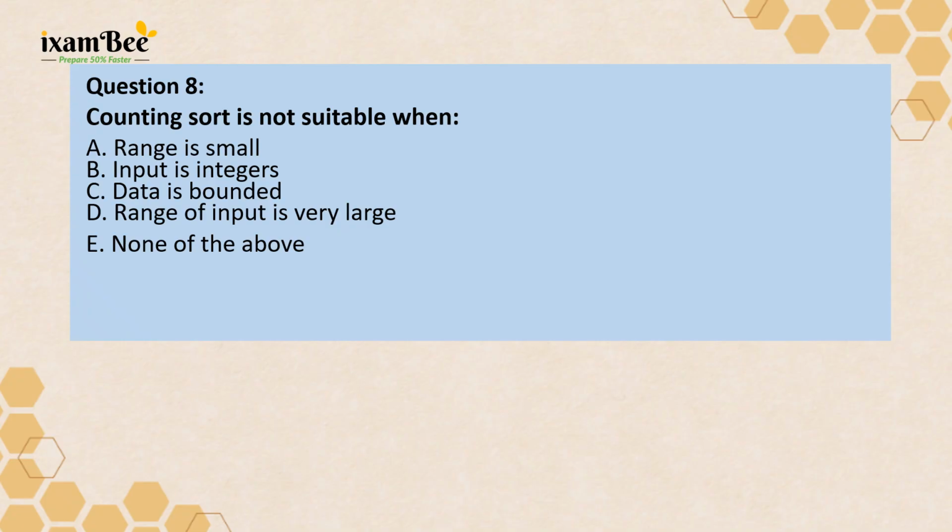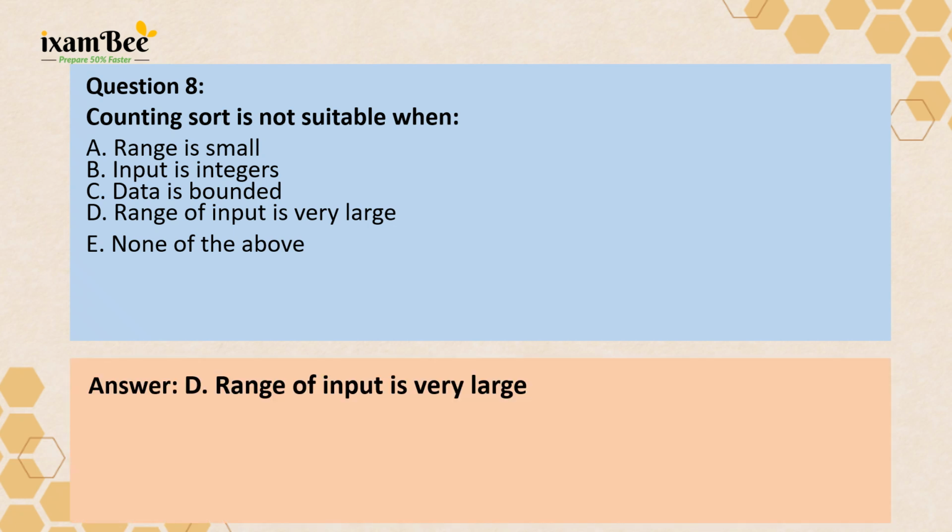In the next question, it is asking counting sort is not suitable when, and you are given the options: range is small, input is integers, data is bounded, and range of input is very large. So counting sort will not be suitable when you have a large input range. So the correct option here is range of input is very large, option D.